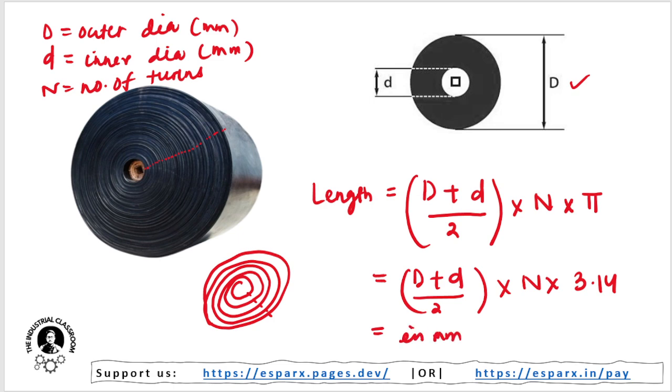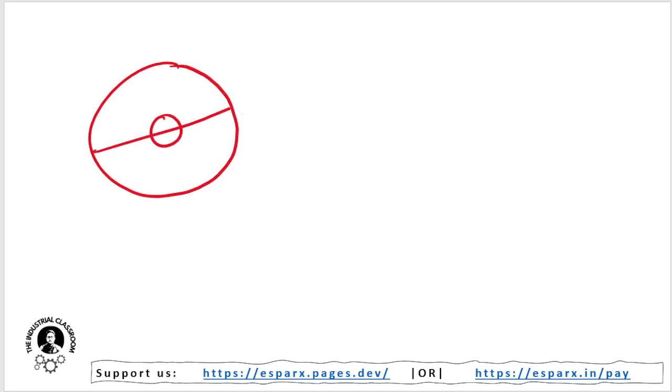Let us take an example to better understand. If my OD, let me consider it as a bigger roll, is 2000, and my ID is equal to 1000, and my number of turns is, consider it as 100 turns. Let me consider it as a very big roll. Now we have to find the length. What will be the length in this case?